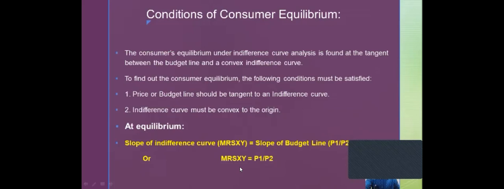And what are the two conditions of the equilibrium point? These types of questions may come also. So you have to write there are two conditions. First condition is that the price line or the budget line should be tangent to the indifference curve. Second condition is that the indifference curve must be convex to the origin. Both conditions should be satisfied by the indifference curve and budget line so that the consumer will be in equilibrium. This question comes very repeatedly in the exam, so mind this point.